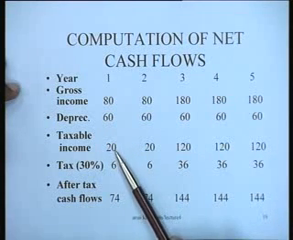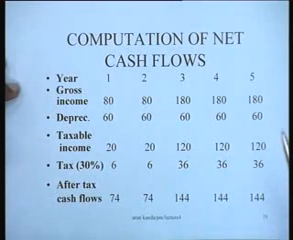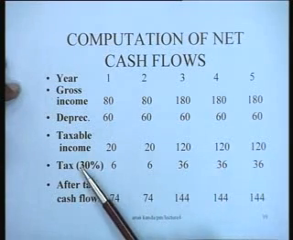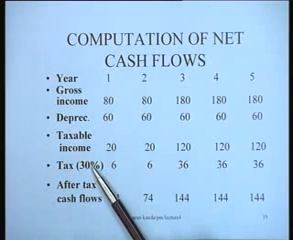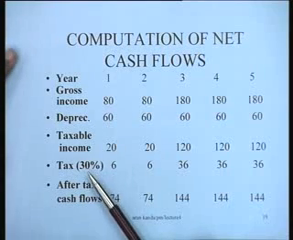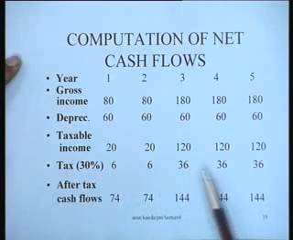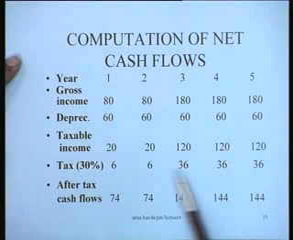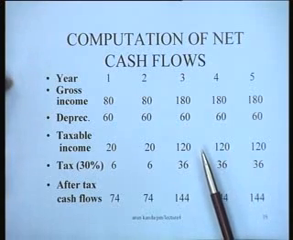So the taxable income in this case works out to be 20, 20, 120, 120 and 120. And the tax rate, this would depend typically on the company's financial position. So assuming that the company is in the 30% tax bracket, right, then the tax would work out to be 6, 6, 36, 36, 36 as far as these. This is the taxable income. This is the tax on the taxable income.